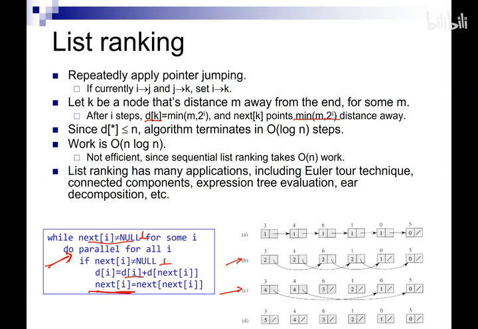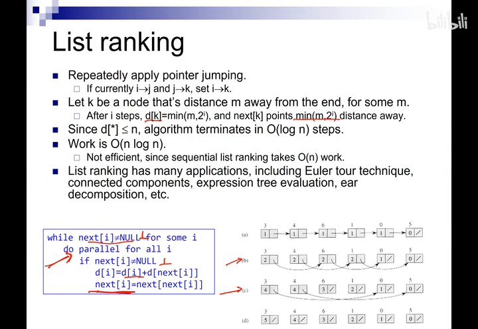Just like the prefix sum operation was very useful, this list ranking algorithm is also useful in the PRAM setting where you have these pointers. You have many problems which are based on pointers, for example graph problems. You have these edges, and the edges are represented by pointers. So in these types of problems, list ranking is very useful.